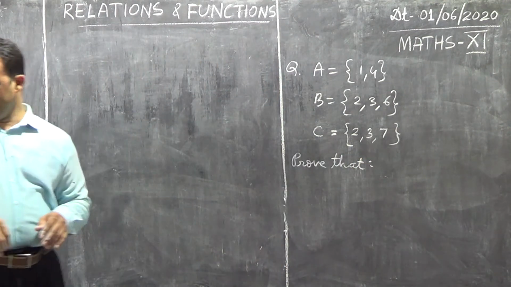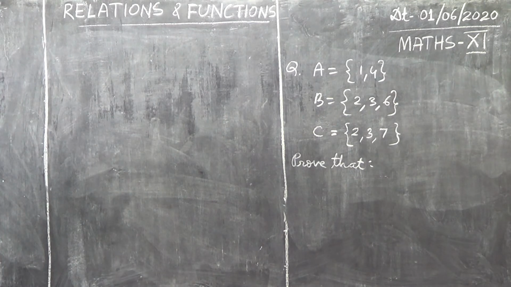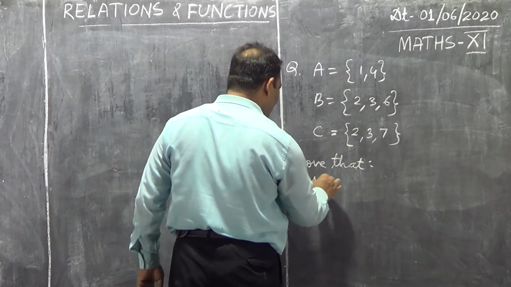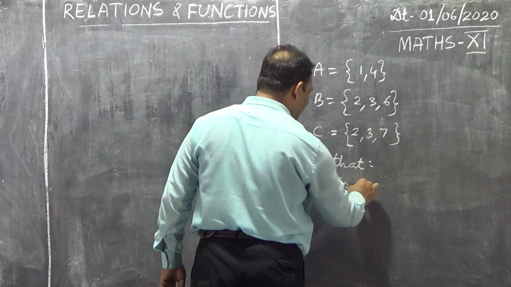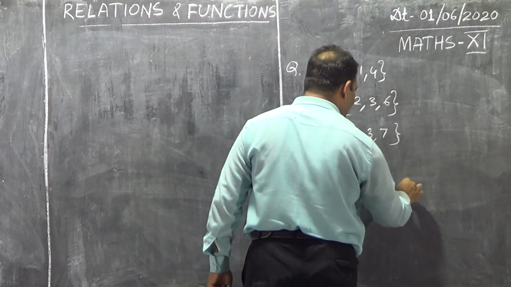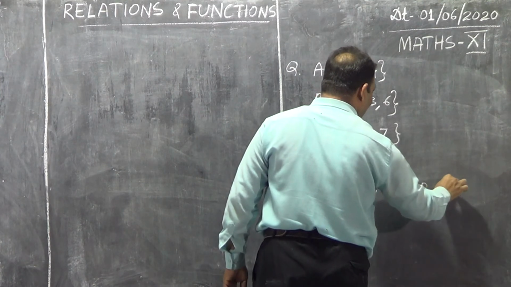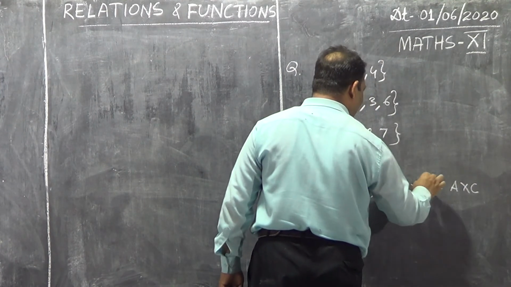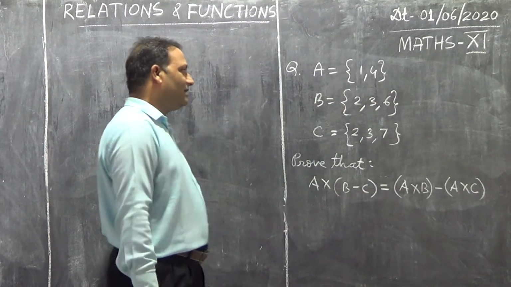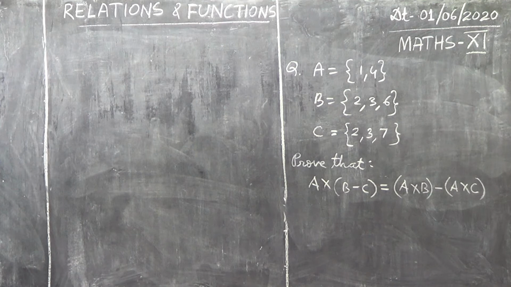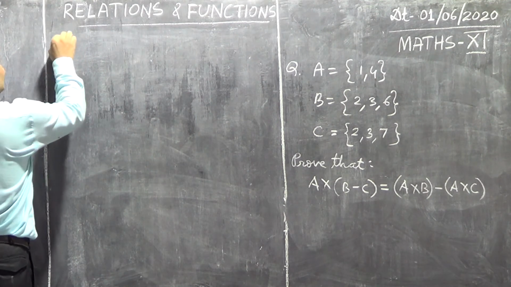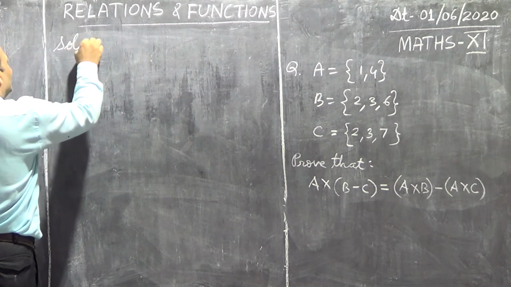So what we have to prove here? We have to prove A cross (B minus C) equals A cross B minus A cross C. So as we did in the previous problem, we have to do left hand side and right hand side, and if left hand side and right hand side both the results are same, then it is proved.